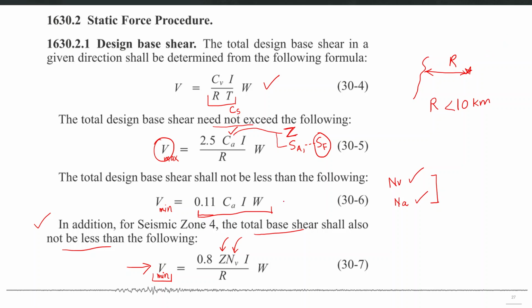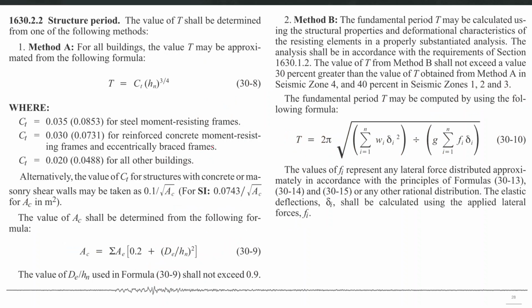So in order to account for that effect, there is another minimum limitation specially prescribed for the seismic zone 4. We will see all these tables from which we will pick the values of CA, CV, NV and NA. For the calculation of approximate time period, the UBC 97 proposes two methods. One is a simple method and the other is a relatively complex method.